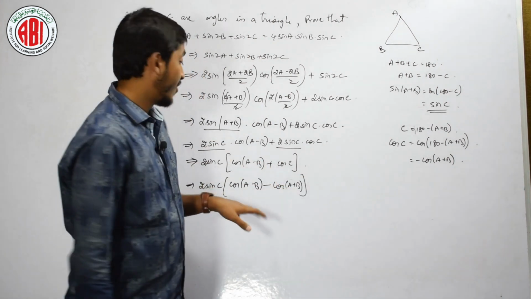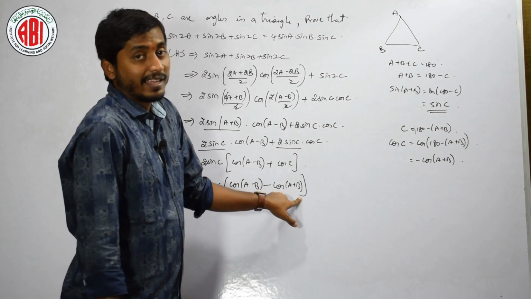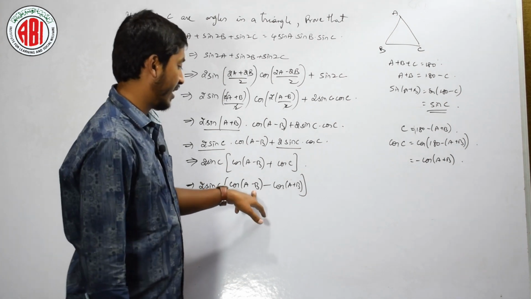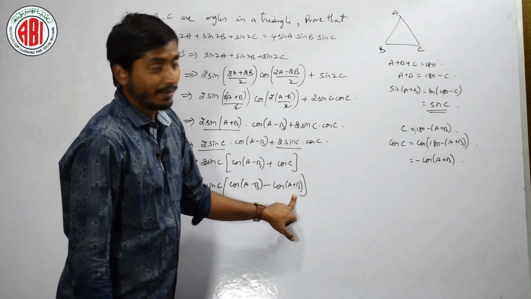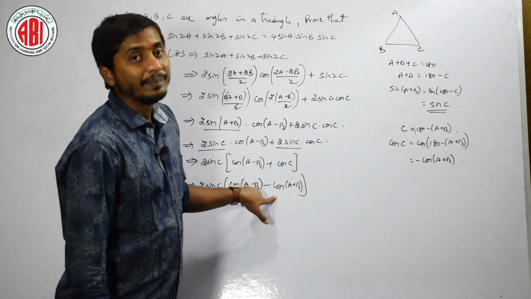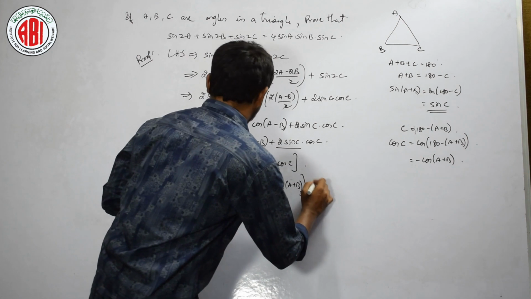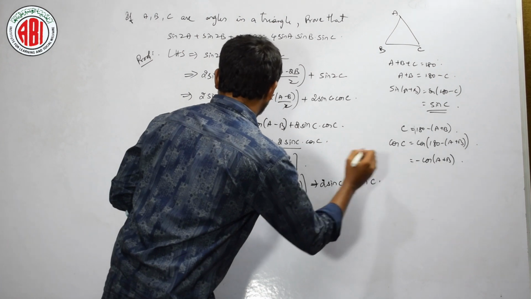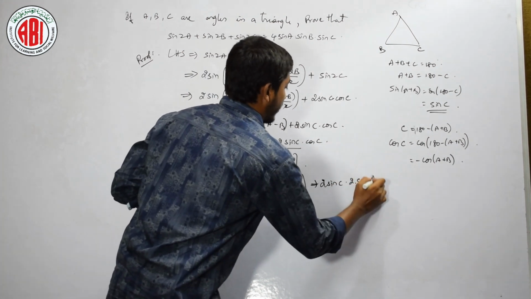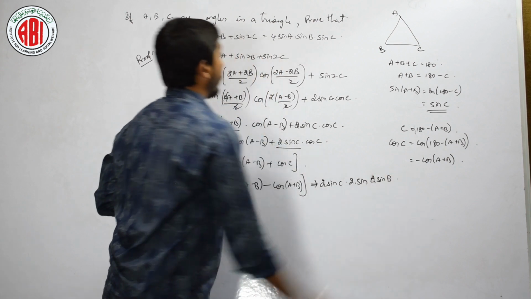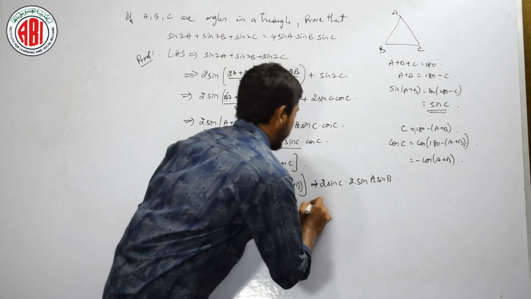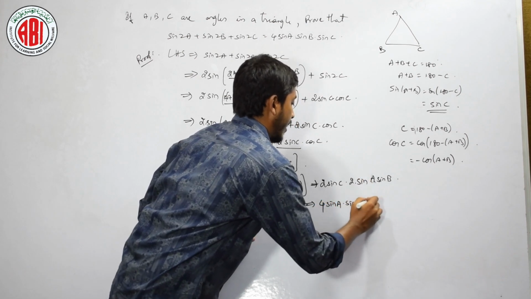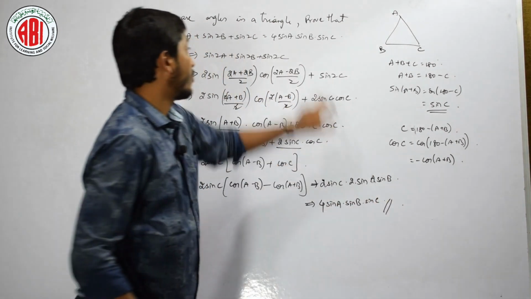What is the formula of cos of (A minus B) minus cos of (A plus B)? Cos of (A minus B) minus cos of (A plus B), that is nothing but 2 sin A sin B, isn't it. This is nothing but 2 sin C into 2 sin A sin B, right. 2 into 2, that is 4 sin A sin B sin C. That is what he asked us to prove, right.